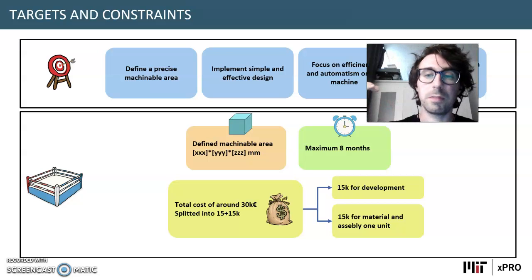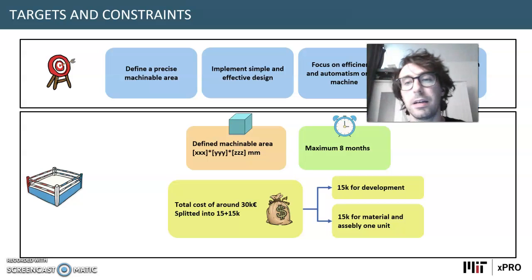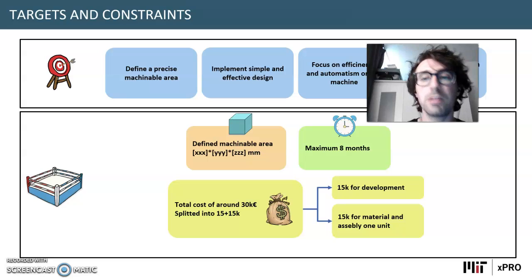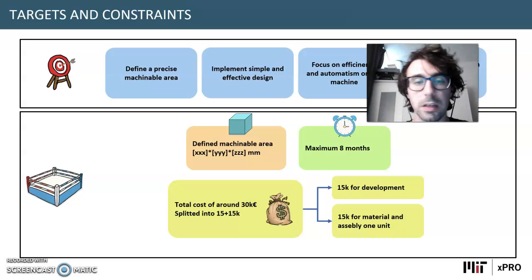And then this is an additional target: if we can provide the ability to add additional equipment in the future. The constraint is the size of the machinable area. We don't have to go over this.